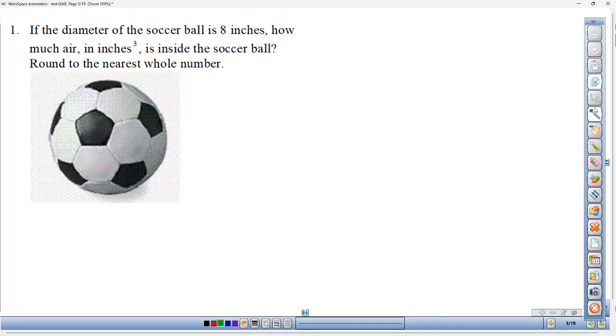We're going to get started with number 1. It says if the diameter of a soccer ball is 8 inches, how much air, it's kind of a key word for volume, in inches is inside the soccer ball? And then they say round to the nearest number.